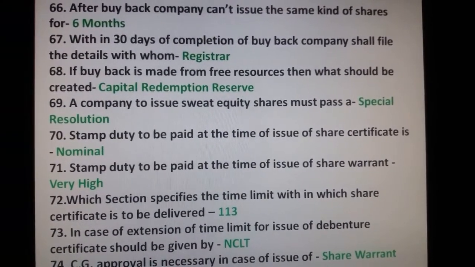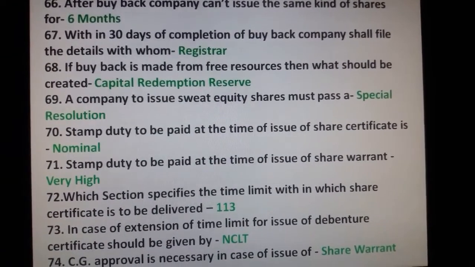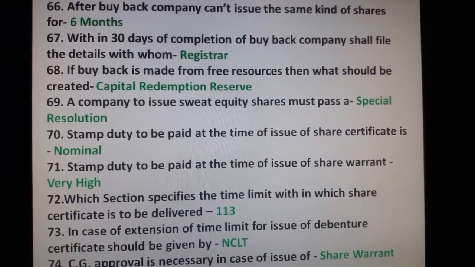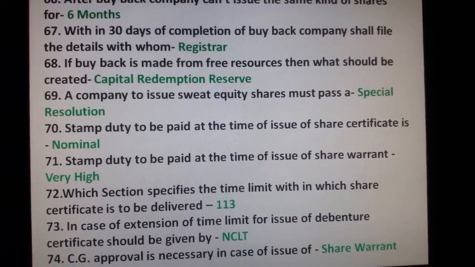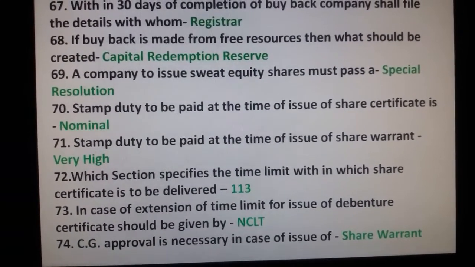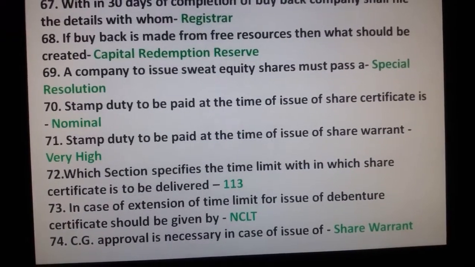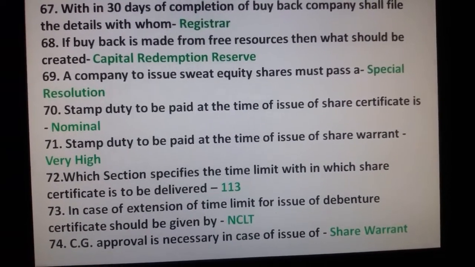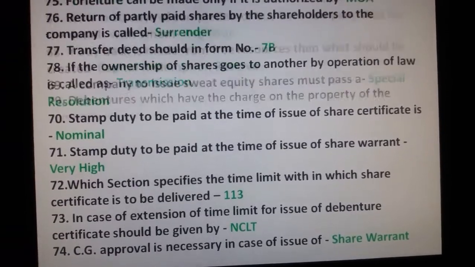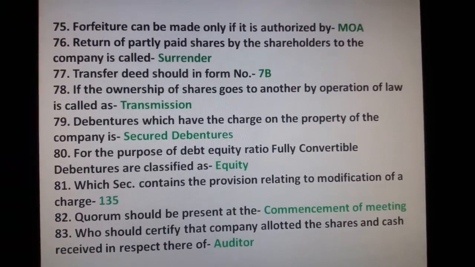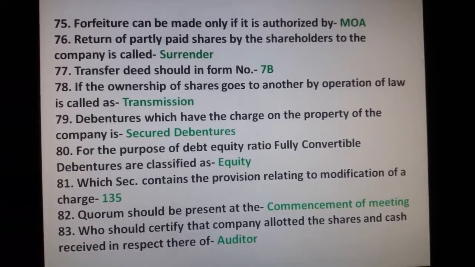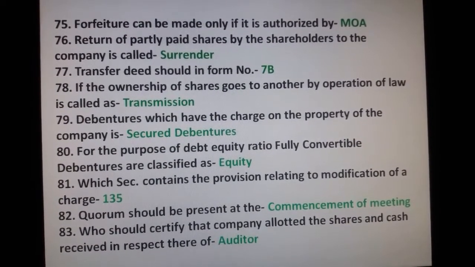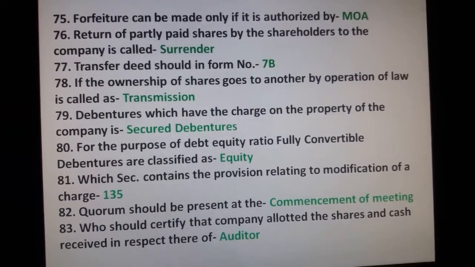Which section specify the time limit within which share certificate is to be delivered? 113. In case of extension of time limit of issue of debenture, certificate should be given by NCLT. CG approval is necessary in case of issue of share warrant. Question number 75. Forfeiture can be made only if it is authorized by memorandum of association. Return of partly paid share by the shareholder to the company is called surrender.